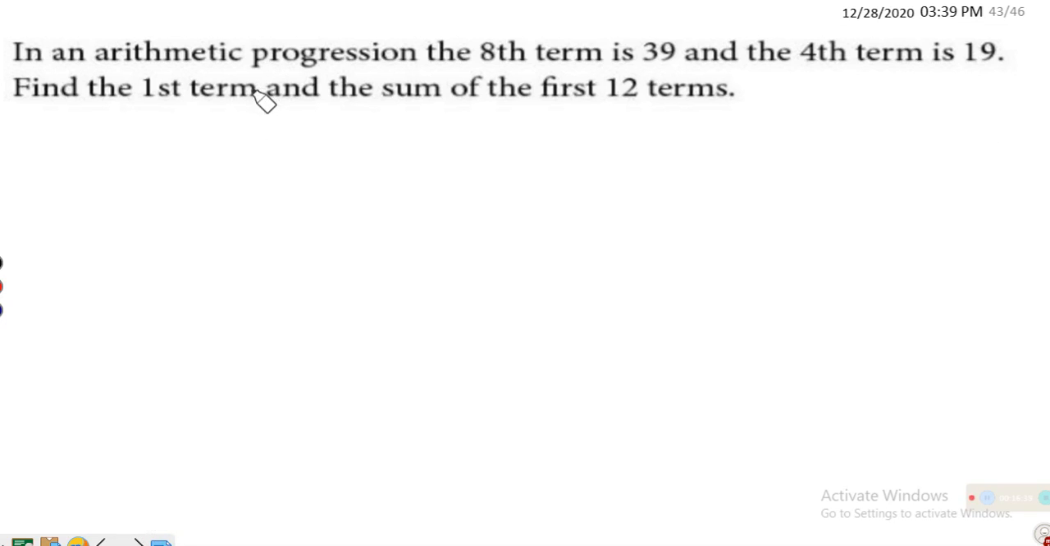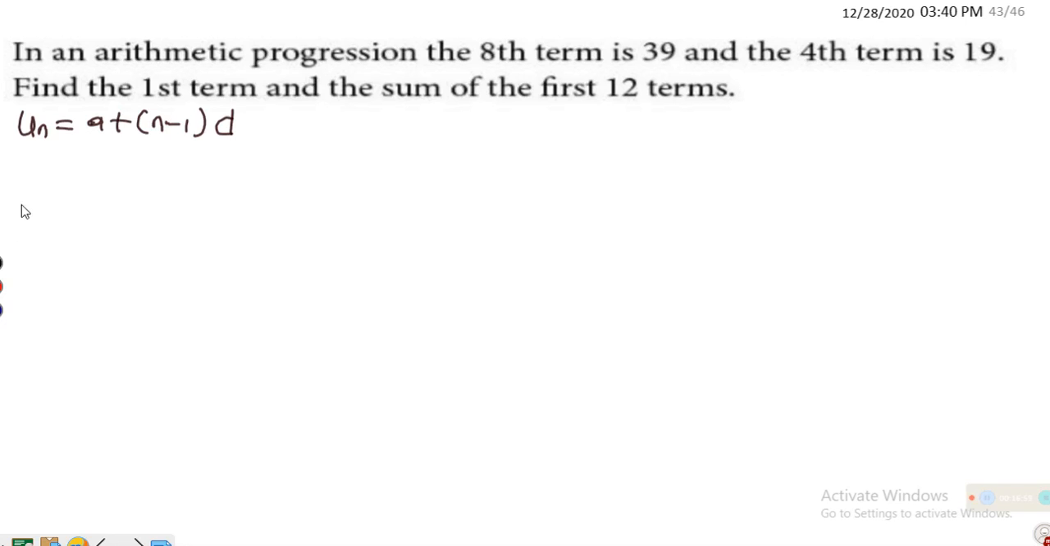In an arithmetic progression, the 8th term is 39 and the 4th term is 19. Find the first term and the sum of the first 12 terms. So write down the formula as usual. Formula for the nth term: un equals a plus (n minus 1) d.